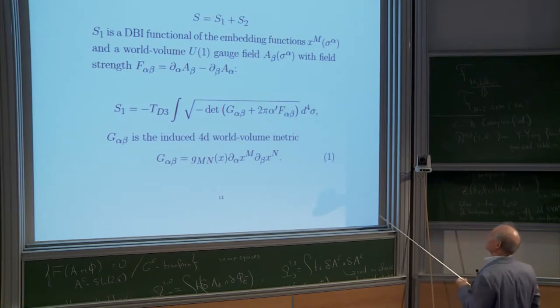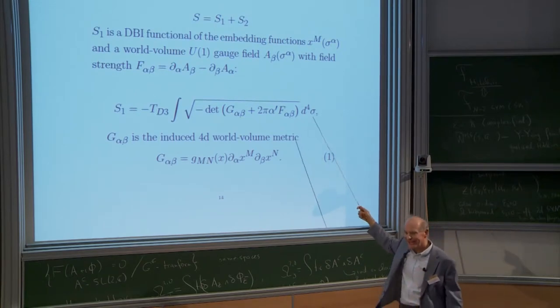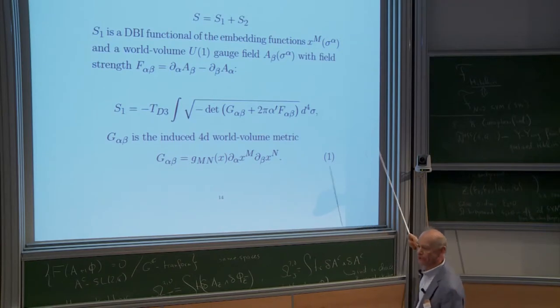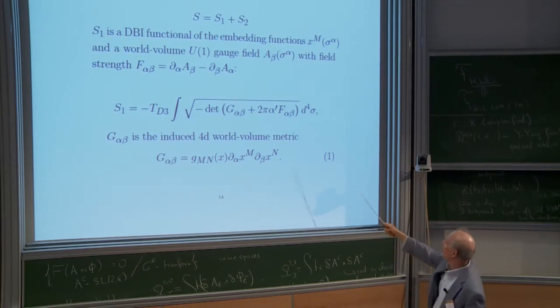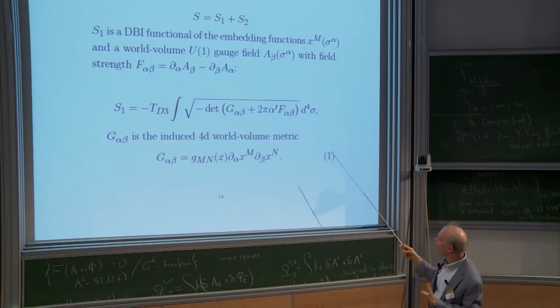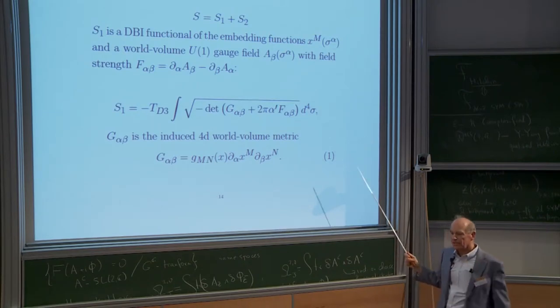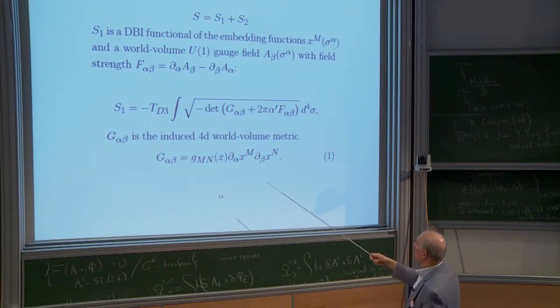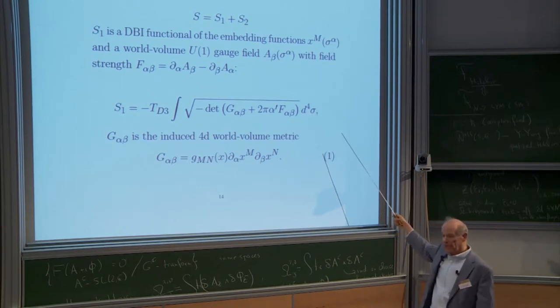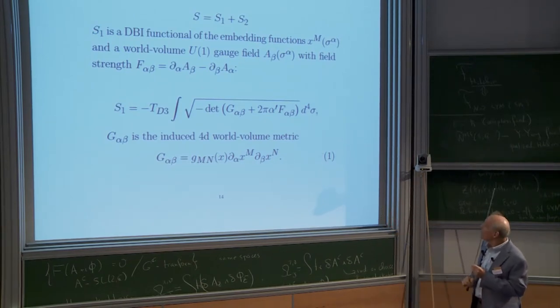So it only gets a transformation rule after we do gauge fixing. It doesn't transform at all before gauge fixing. And it has the standard U1 field strengths. So everything I'm doing is abelian, a single brane. It's relatively easy. So here's the standard formula for the bosonic part of this action.